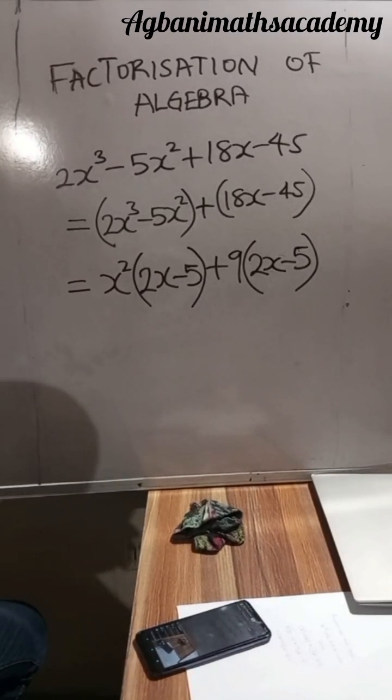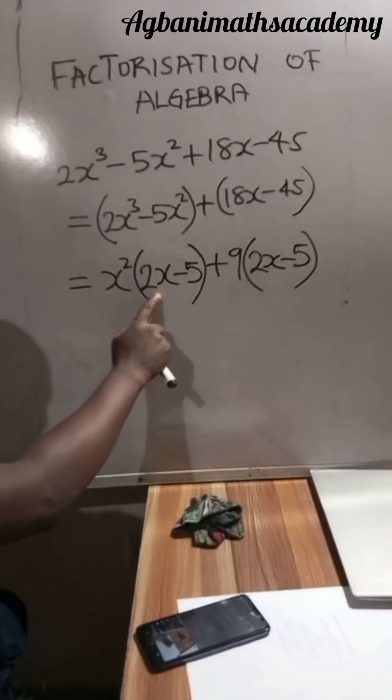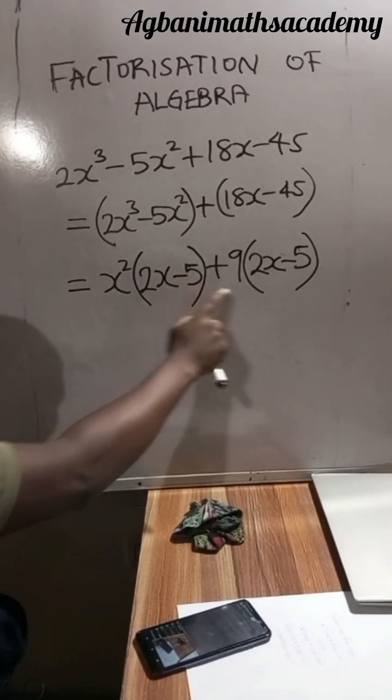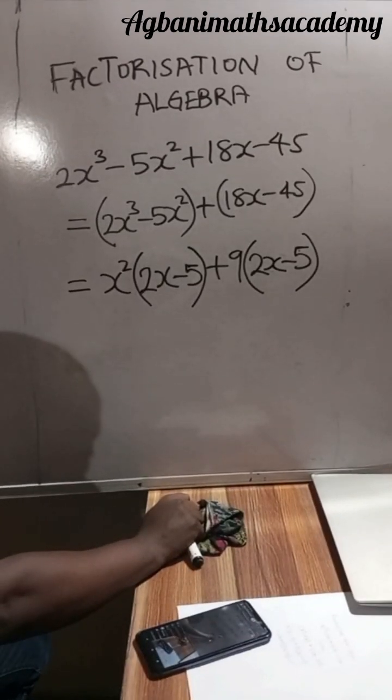So the next thing we're going to do is look at the values inside the bracket, to see if what we have inside the bracket is the same. Here we have 2x minus 5. Here we have 2x minus 5. So since we have the same values in both brackets, that means we're on the right track.